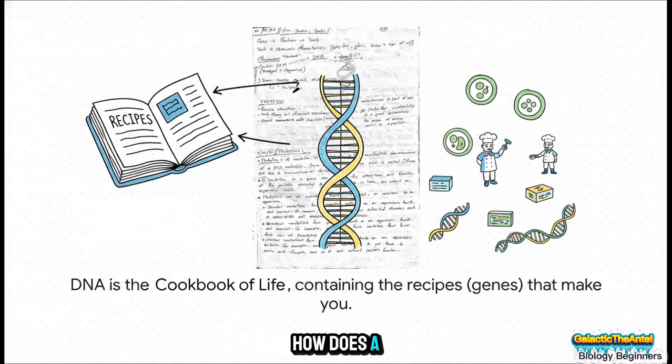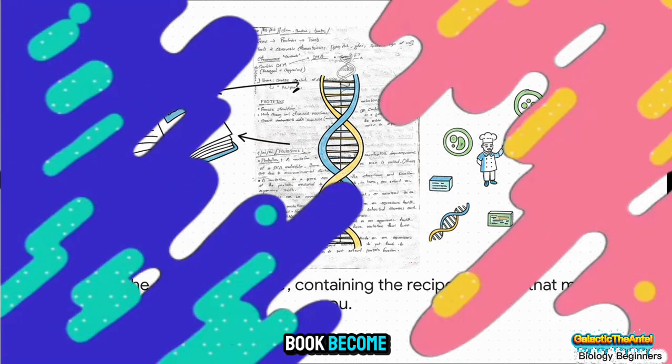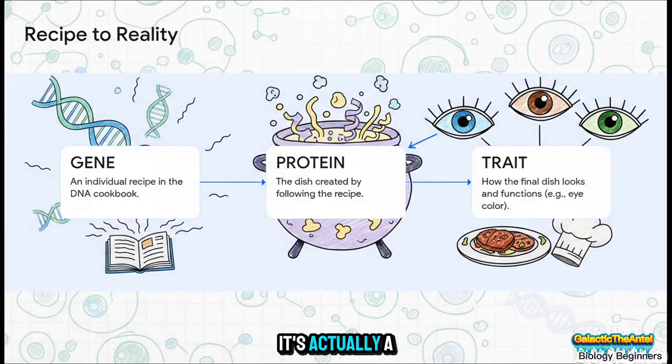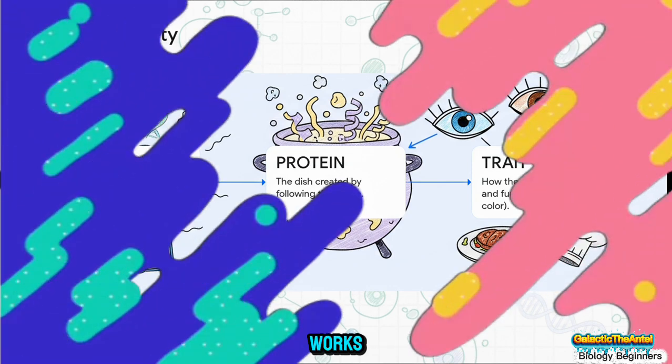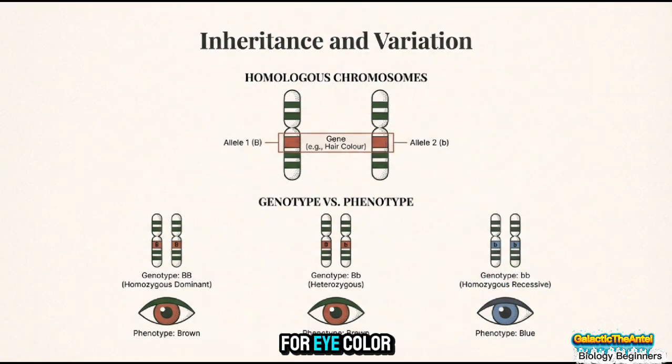So how does a recipe in a book become, well, reality? It's actually a pretty straightforward three-step process. First, the cell picks an individual recipe to read. That's the gene. Second, it follows that recipe to cook up a very specific dish. That's a protein. And finally, that protein creates a trait, which is basically how the final dish looks and works. This is literally how a gene for eye color results in you having blue or brown eyes.